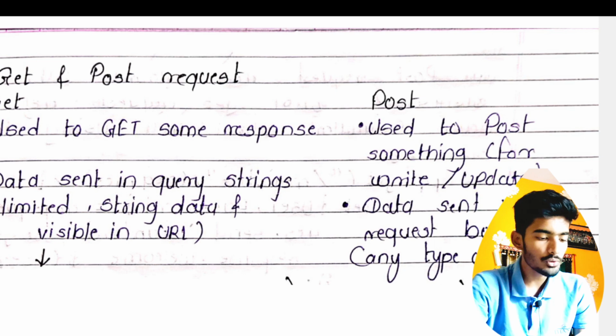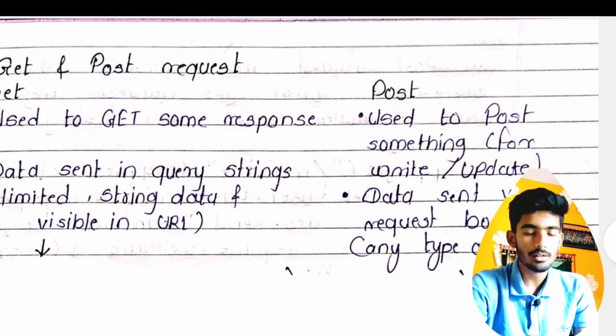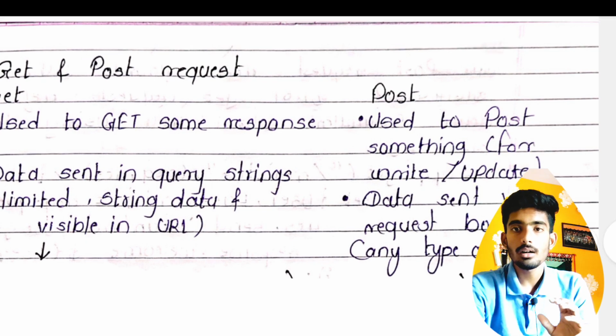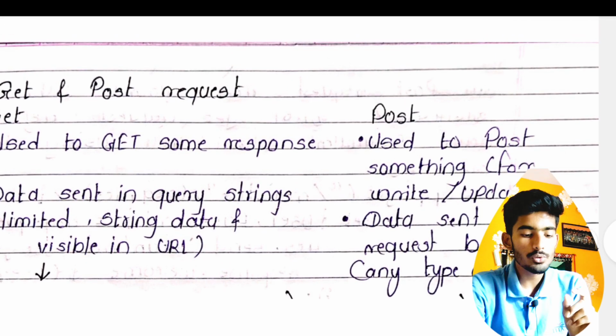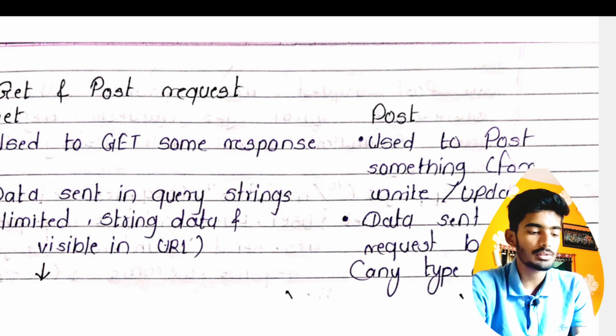We use a get request to get some response. And why do we use a post request? A post request is used to post something, for write or update. So if you want to update anything in the database, then we use a post request, and if you want to get something from the database, then we use a get request. This is the first point.